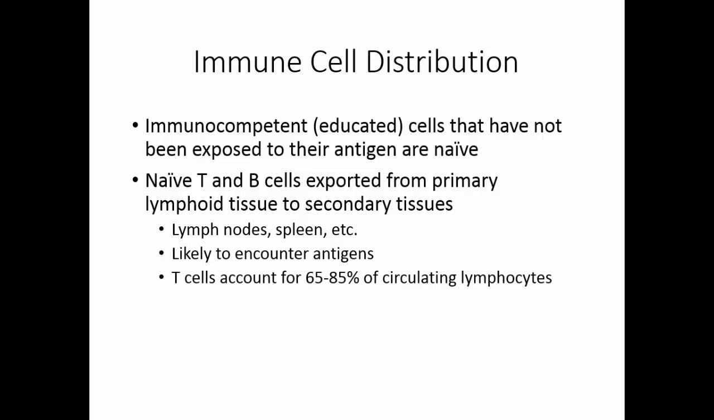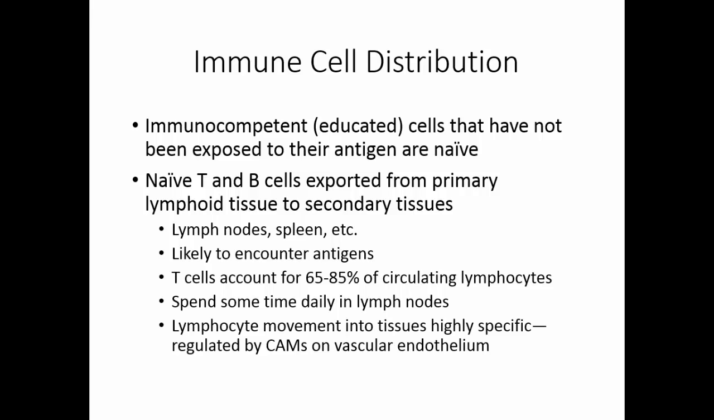Lymphocytes make up about 30% or so of the circulating white blood cells. The T cells account for 65 to 85% of those lymphocytes that are circulating in the blood. T cells spend some time daily in the lymph nodes. They'll circulate in the blood, spend a little time in the lymph nodes, and then go back out into the blood. That whole cycle takes about a day for any given T cell. Lymphocyte movement into the tissues is not random but highly specific.